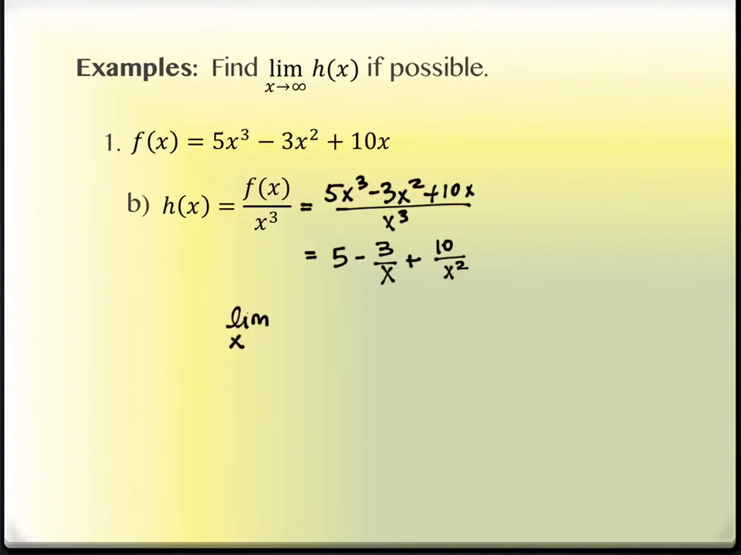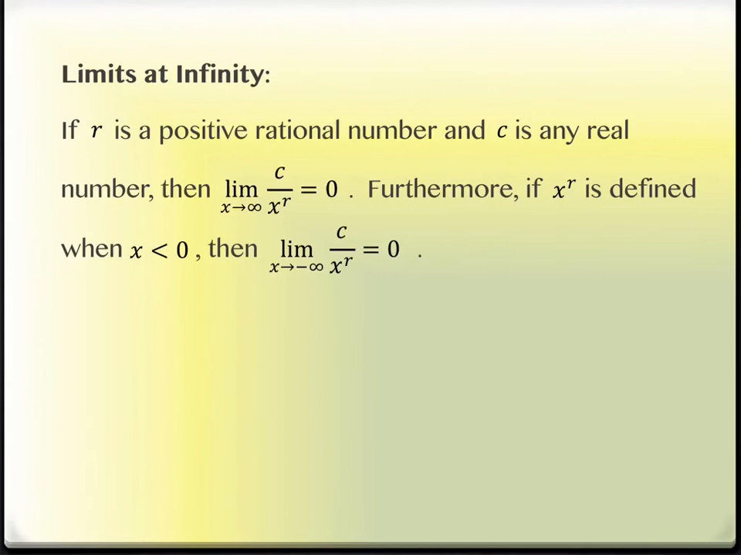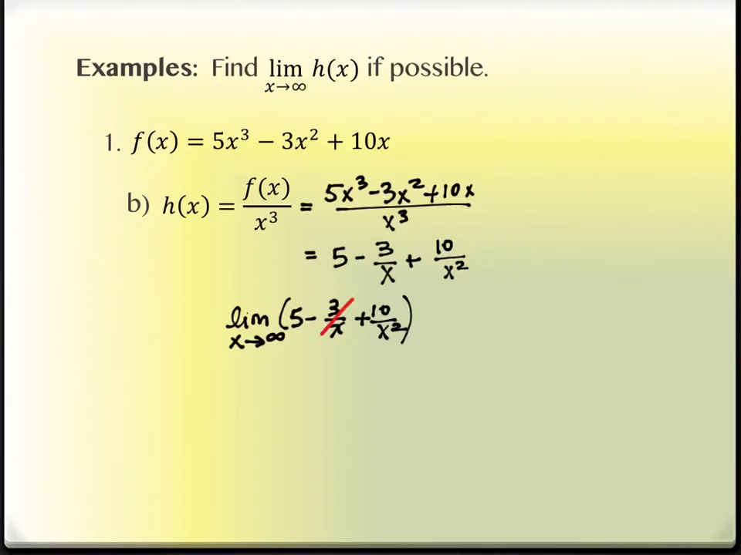So we're doing the limit as x approaches infinity of that quantity, 5 minus 3 over x plus 10 over x squared. And what we know from the limit piece over here is that both of those last ones have that form. They're a number over x to a power, right? Both of them are. So each of those goes to 0. And what's left is 5.